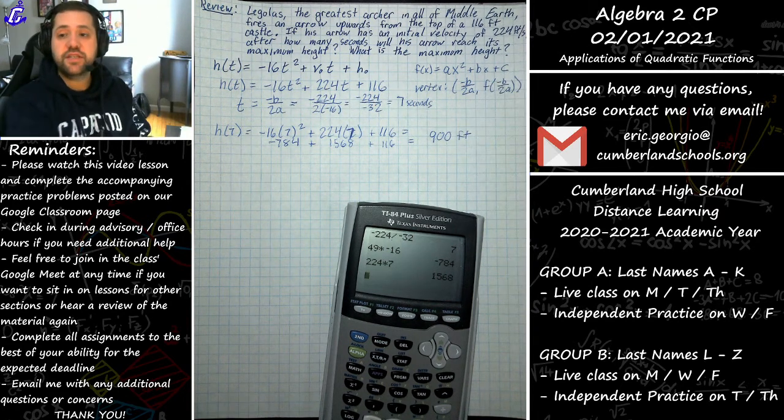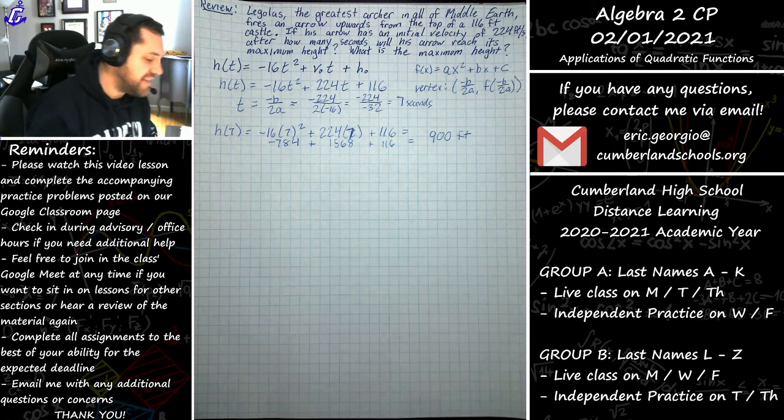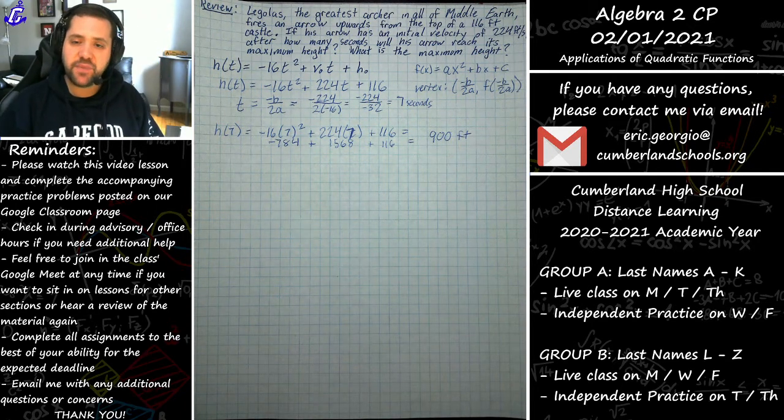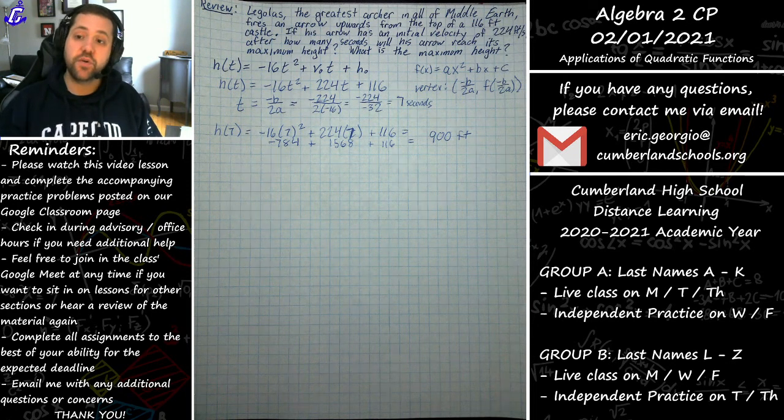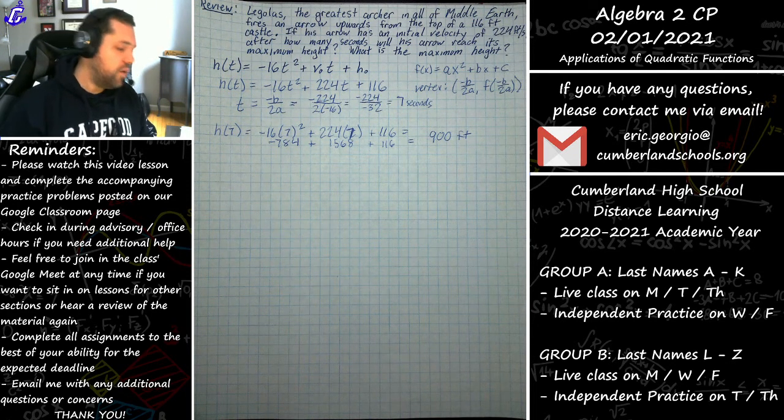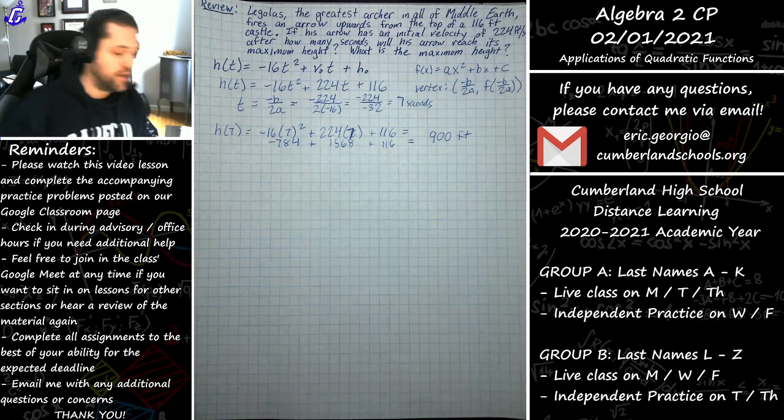So the solution to this problem would be that it takes 7 seconds for the arrow to reach its maximum height, and that maximum height is 900 feet. So if you notice, all we really had to do was just find the vertex. It's the same thing that we'd have to do if I asked you to sketch a graph of that function.